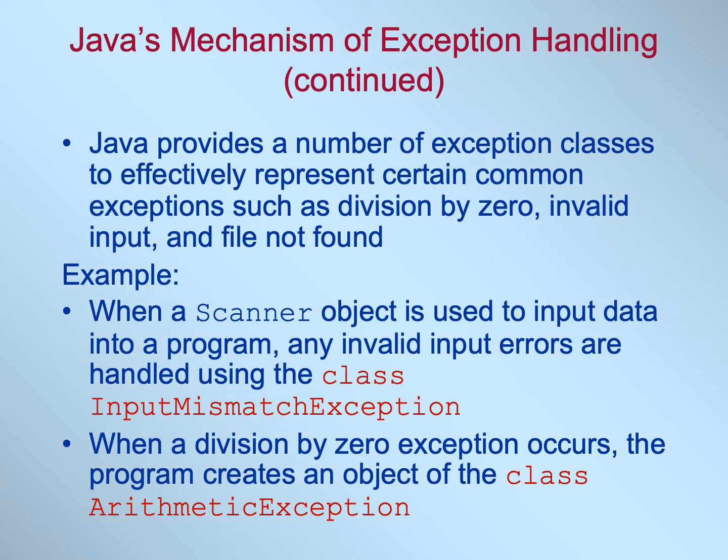Java provides a number of exception classes to effectively represent certain common exceptions, such as division by zero, invalid input, and file not found. For example, when a scanner object is used to input data into a program, any invalid input errors are handled using the class input mismatch exception. When a division by zero exception occurs, the program creates an object of the class arithmetic exception.